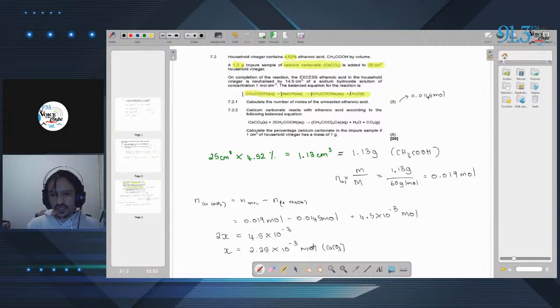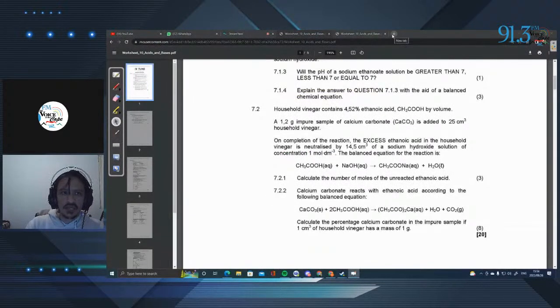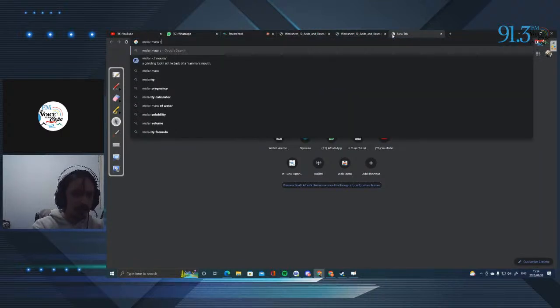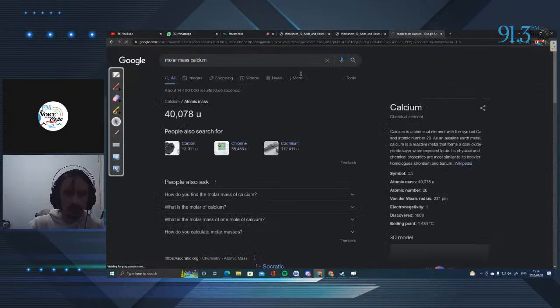Now let's work out how much this is in grams. Well, now we can just go M is equal to n times the molar mass. And this is going to be 2.25 times 10 to the minus 3. And we're going to multiply it by the molar mass. And we just get our periodic table, see what the molar mass of calcium is. Well, that's going to be 40 atomic units. So we can just say 40 grams per mole.